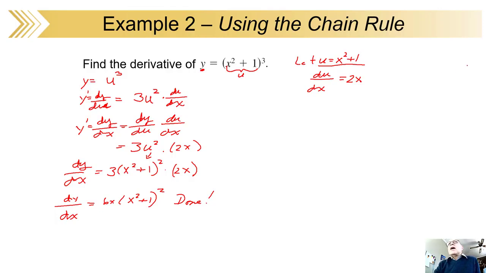So what you do is, first of all, find the inside function. Let u, or whatever letter you like, we'll stick with u. Let u represent the inside function.